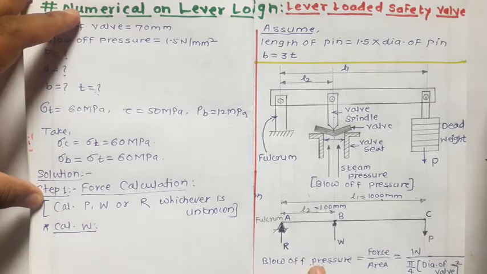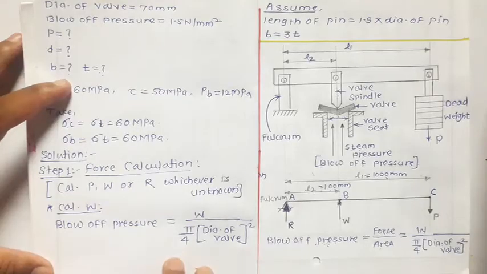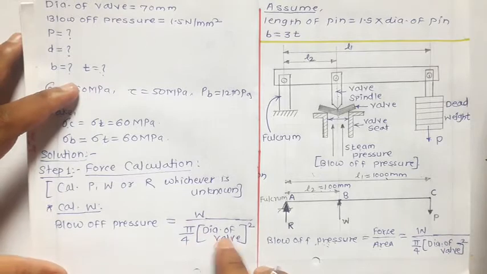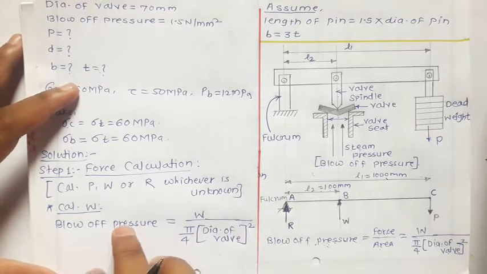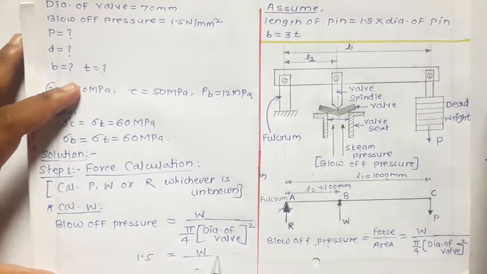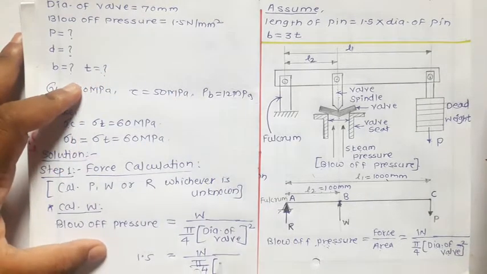Let us use this formula. Blow up pressure is equal to W upon pi by 4 diameter of wall bracket square. We know the blow up pressure, it is 1.5. So let us put the value of blow up pressure, 1.5, W that we have to determine, upon pi by 4 into diameter of wall, which is 70 mm. So let us put the value of diameter of wall 70 mm and its square.